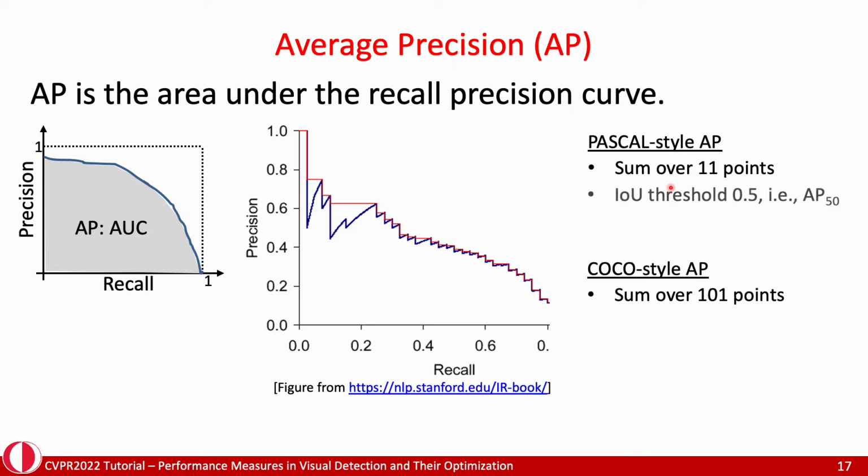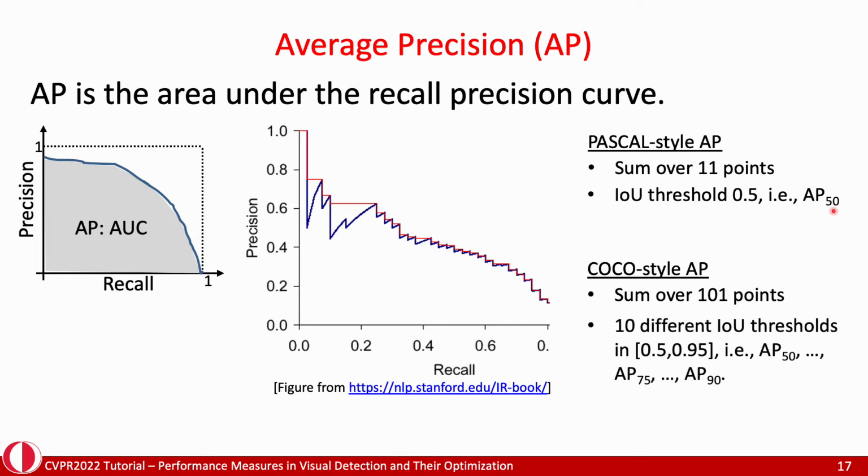The Pascal dataset uses only one intersection over union threshold, which is 0.5, and hence the name AP50. But the COCO dataset uses 10 different intersection over union thresholds in this range from 0.5 to 0.95, and this produces 10 different AP values, and these are averaged together to get a final AP value.